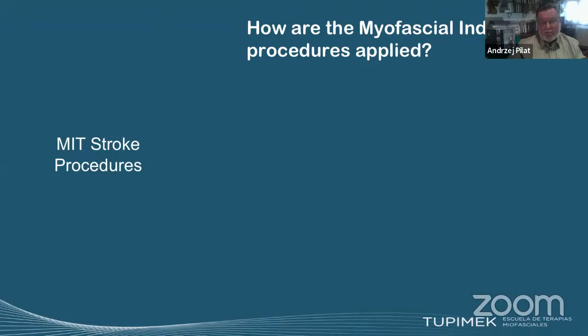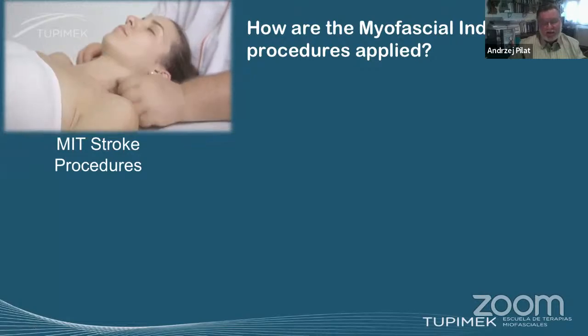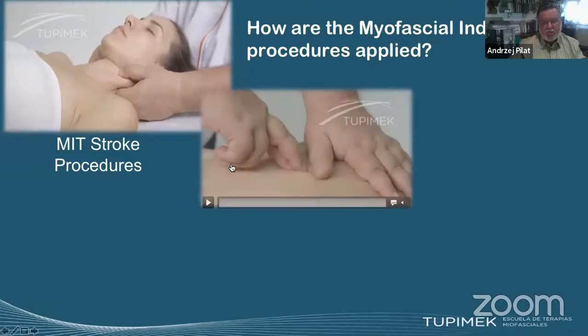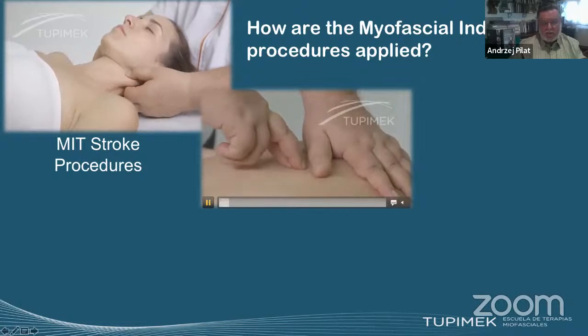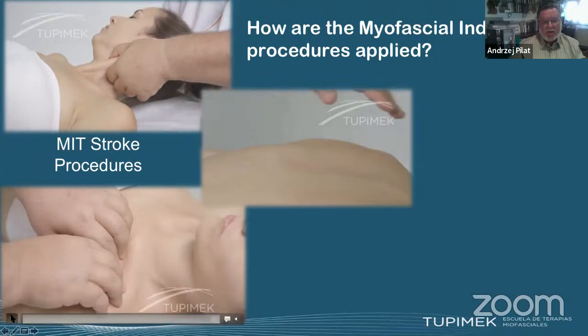We have two general parts of treatment. The first part of treatment is the stroke procedures. The stroke procedure is the treatment that I can apply on the tissue which I can touch directly. For example, here. Or the other procedure from the stroke procedures, also I can treat, for example, the pectoral area.